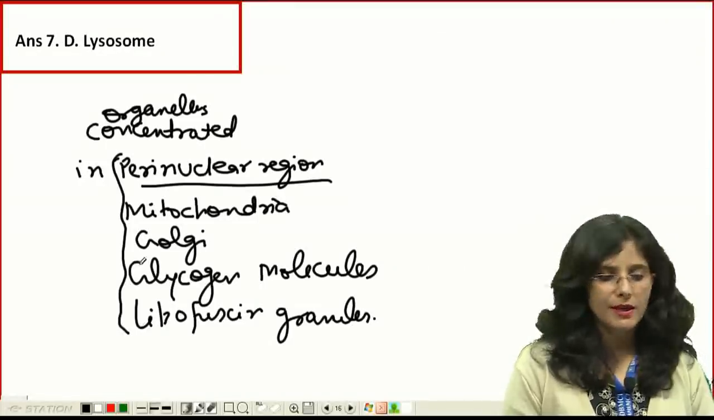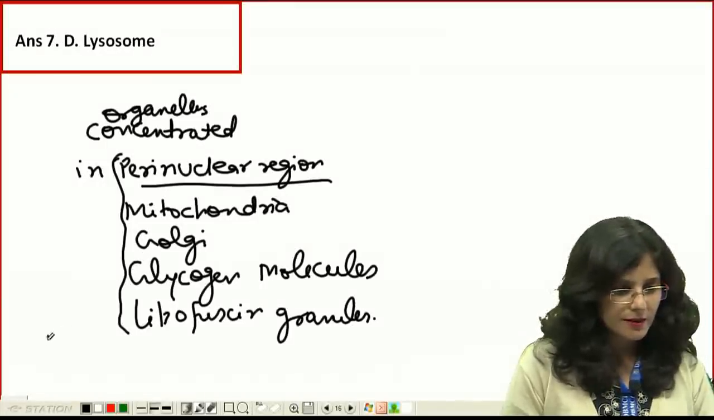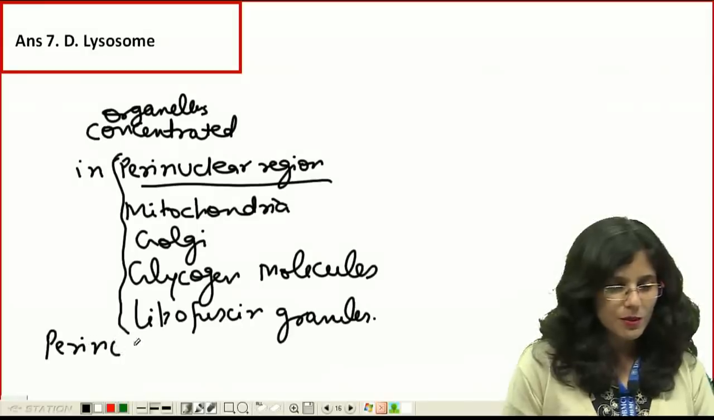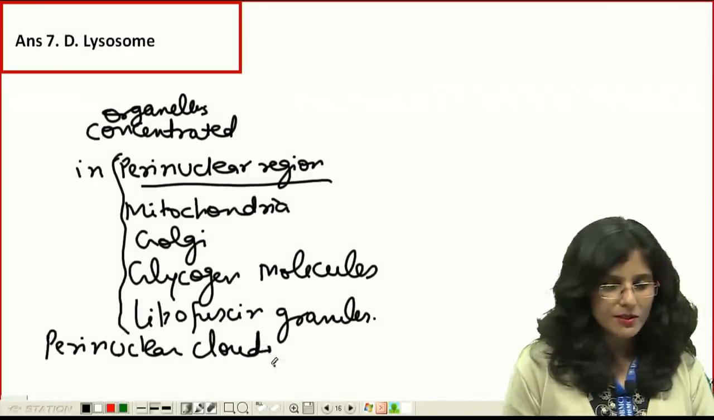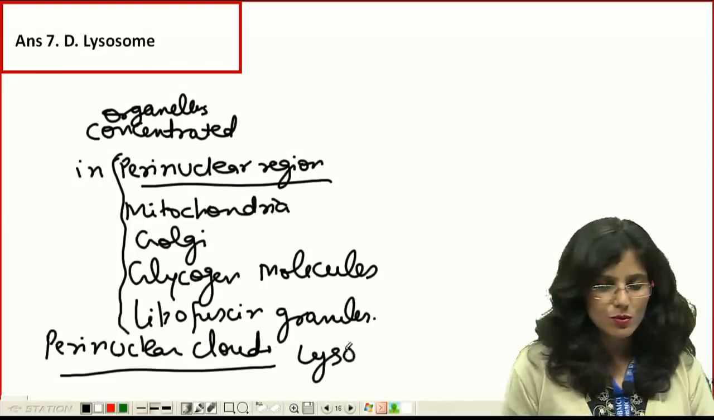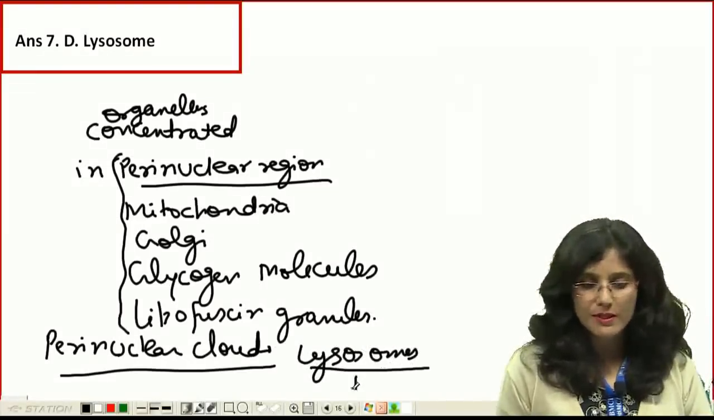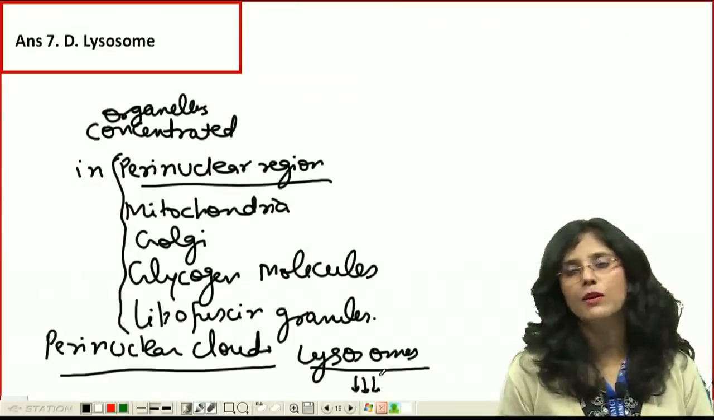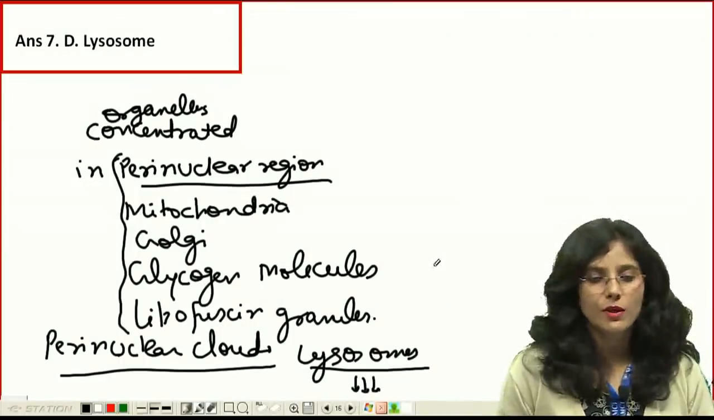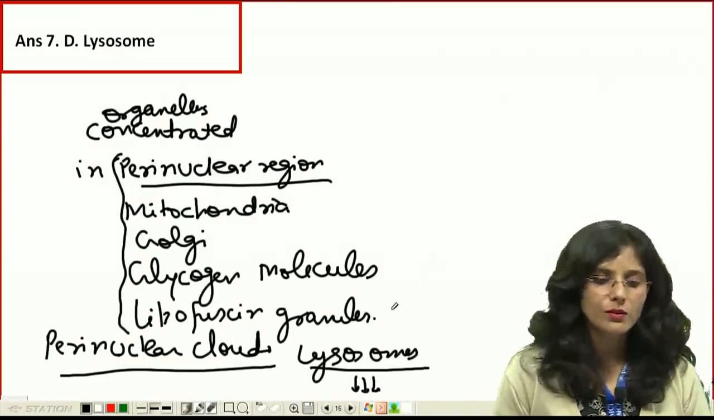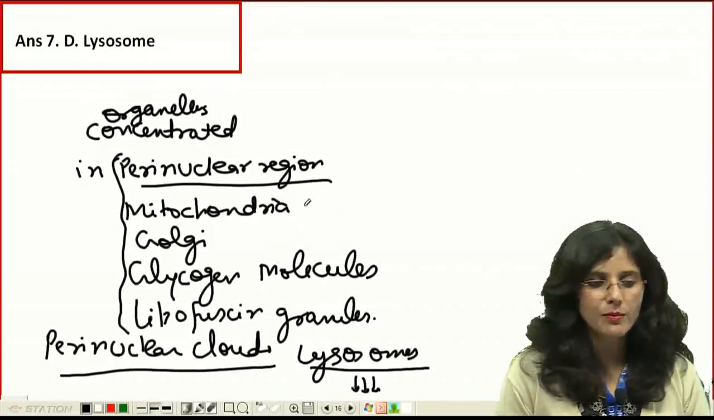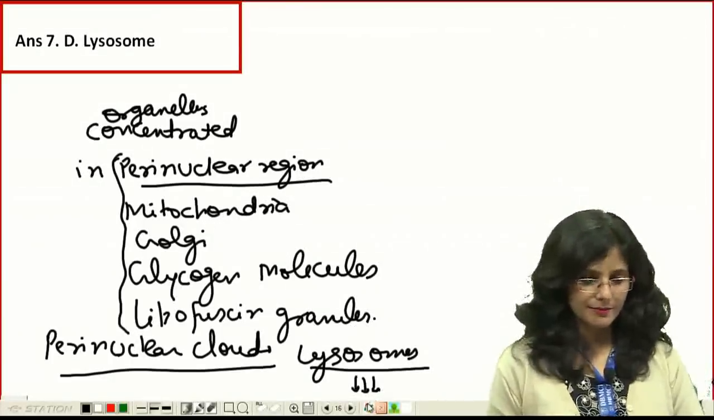Around that perinuclear area, there is another space that is known as the perinuclear cloud, in which the lysosomes are present. But they are very few in number. They are not absent, they are present, but very few in number. So the answer of this question is lysosome, because they are not present in the perinuclear region.